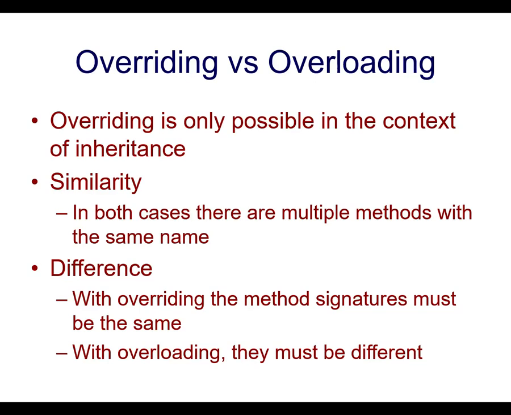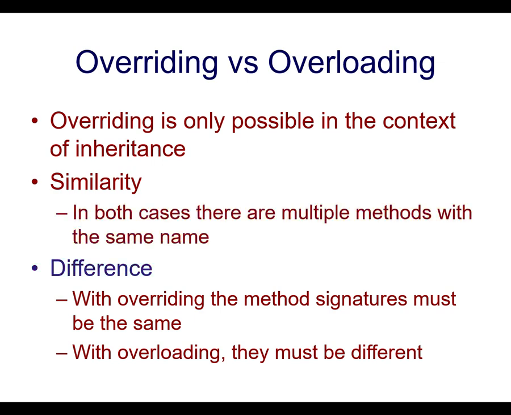We discussed overriding in the previous part. Now let's return to it and compare it with overloading. The first point is that overriding is only possible in the context of inheritance, whereas overloading can occur within a single class. First, let's review how they are similar. In both cases, there are more than one method with the same name. It is possible for a method to be both overloaded and overridden.